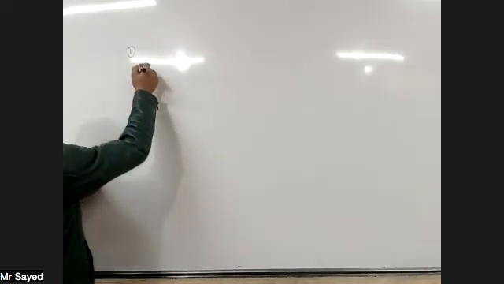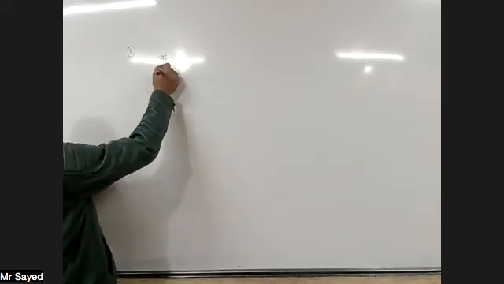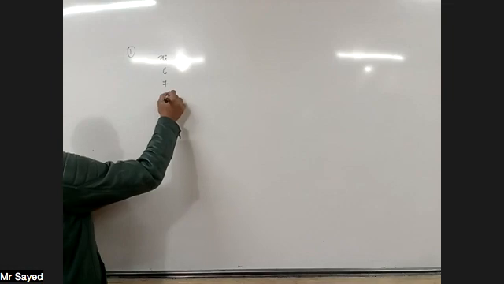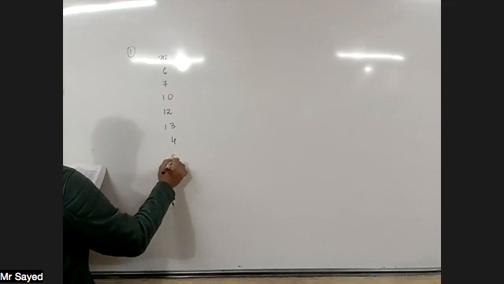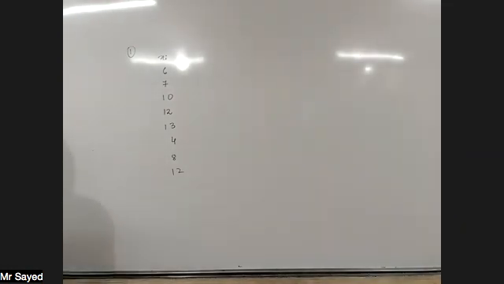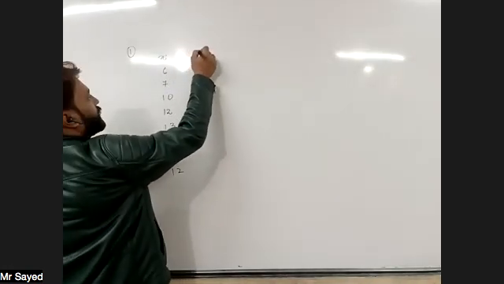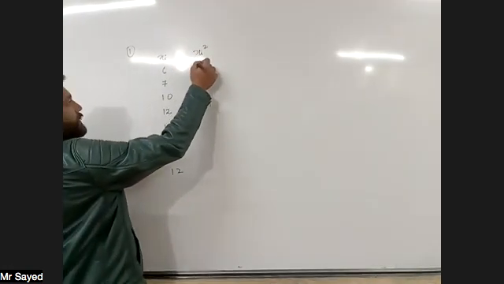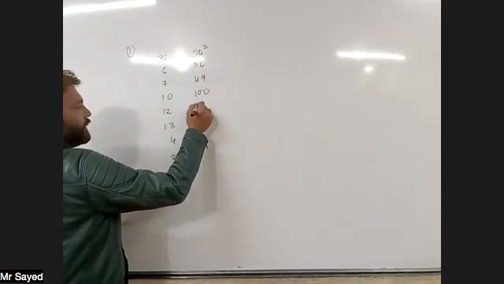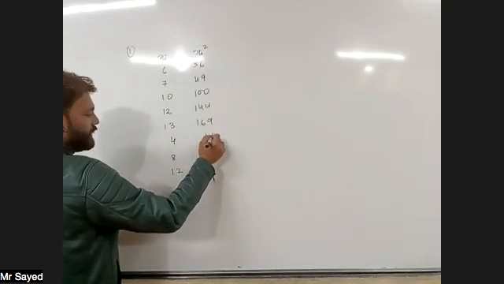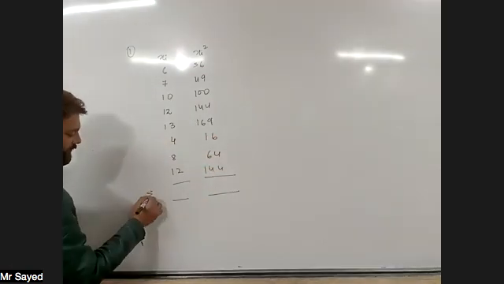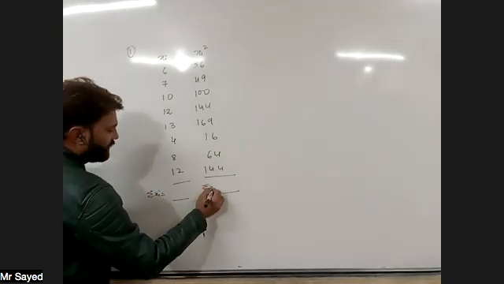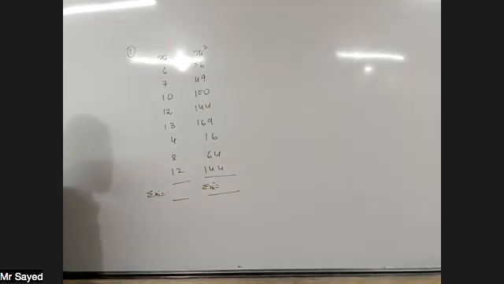Find the mean, variance, and standard deviation. The data is 6, 7, 10, 12, 13, 4, 8, and 12. Look for it. Xi square will be 36, 49, 100, 144, 169, 16, 64, and 144. From here, we'll find out the value of summation xi and the value of summation xi square.